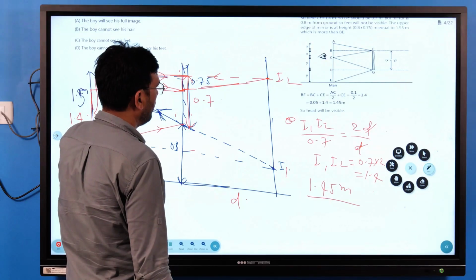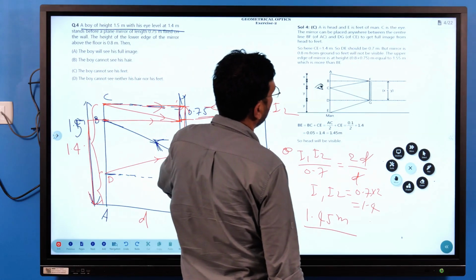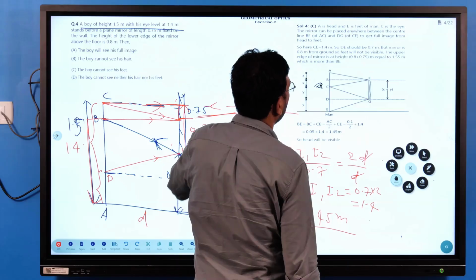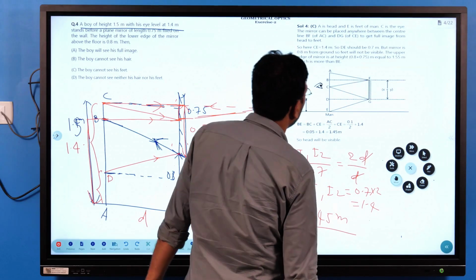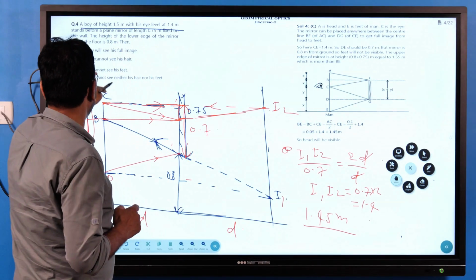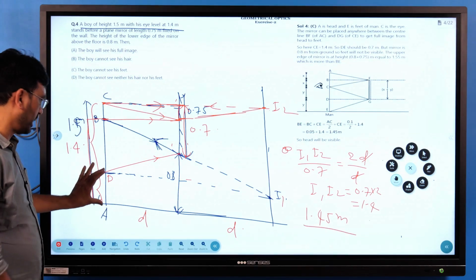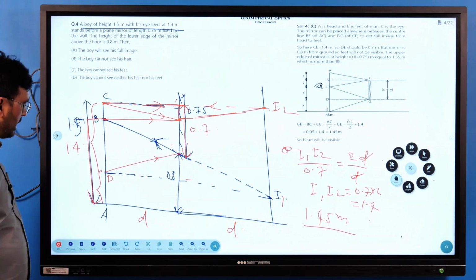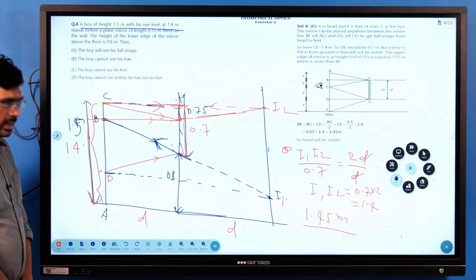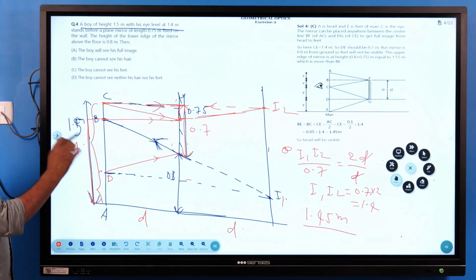So here the person cannot see his feet. Only 1.45 he will see. 0.05 he cannot see of the image, his feet, so he cannot see his feet. That's one way of doing this.